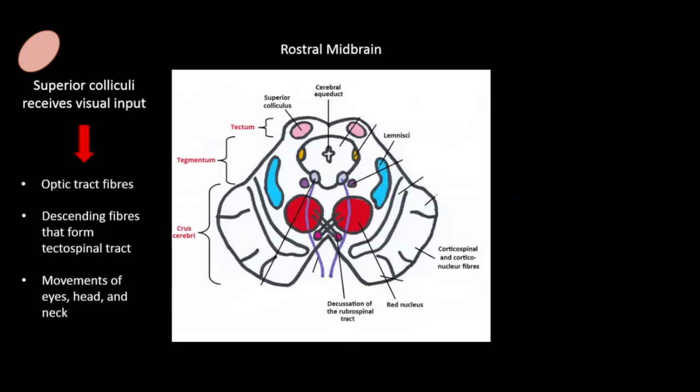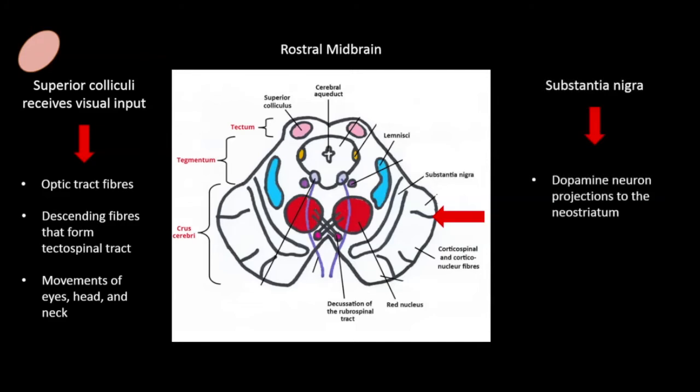Above the cerebral peduncles, we see the superior cerebellar peduncles, which contain ascending fibers from the cerebellum to the red nucleus and thalamus. Lastly, in the rostral midbrain, we can see the substantia nigra containing dopamine neuron projections to the neostriatum and GABA neuron projections to the thalamus, which regulate motor functions. You may have heard of the importance of dopamine function because damage to the substantia nigra can lead to loss of dopamine neurons, which can cause Parkinson's disease.